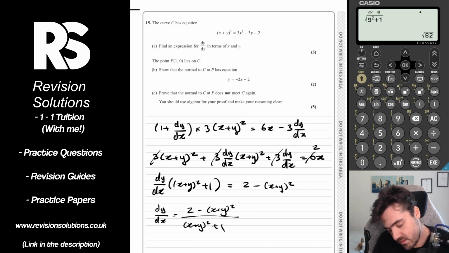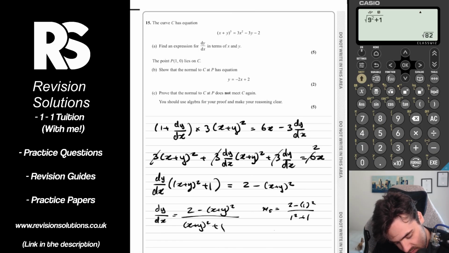Then it says the point P (1, 0) lies on C. Show that the normal to C at P has that equation. So first off, we can get the gradient of the tangent just by plugging the point in to our derivative. So that would be 2 minus 1 squared over 1 squared plus 1. That is going to be 1 over 2, which means the gradient of our normal is going to be minus 2.